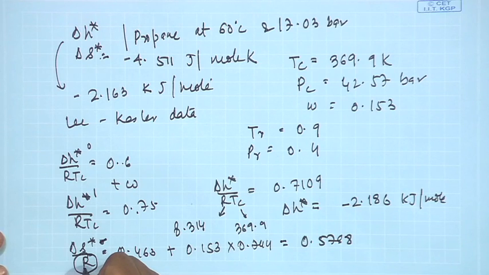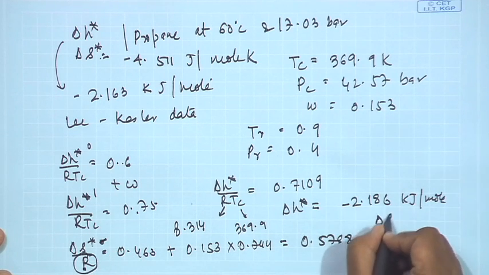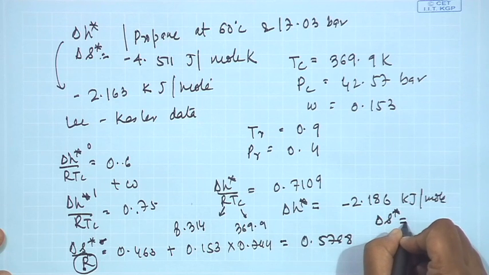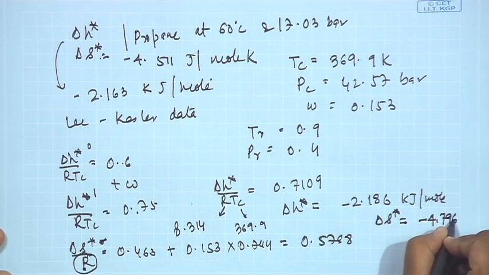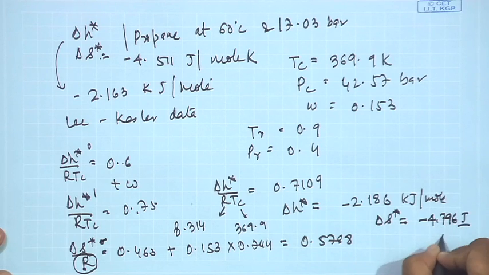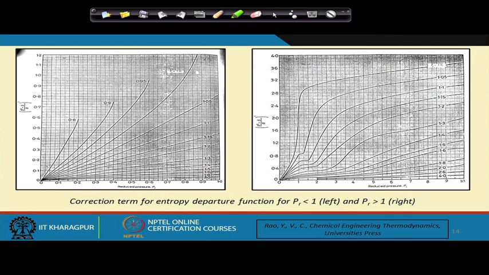Multiply it with the value of R, which is 8.314, and finally you get the value as delta S star equals to minus 4.796 joules per mole Kelvin. So in this particular way you can try a large number of problems and you can get yourself conversant with the usage of these charts.